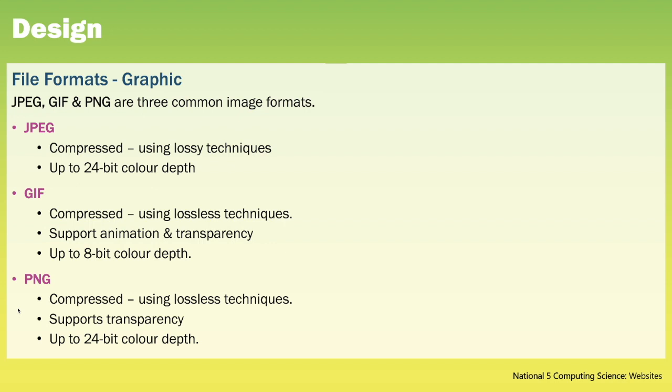A PNG is compressed using lossless techniques. It supports transparency. It can also support animation, but an additional extension is required. And like a JPEG, it has up to 24-bit colour depth.